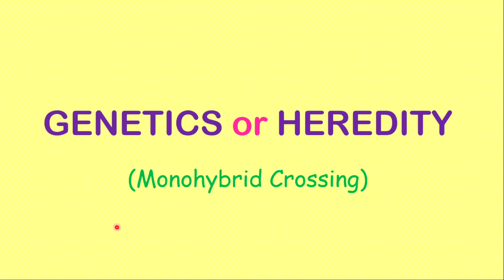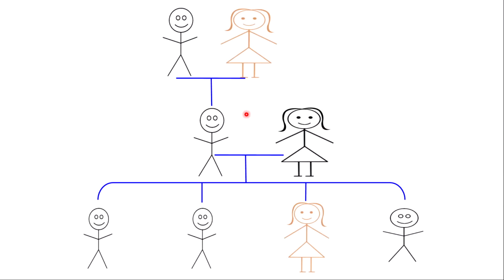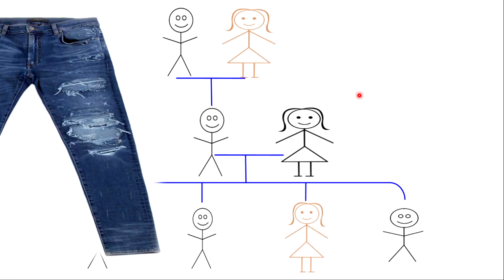So, today we're going to look at genetics or heredity, specifically looking at monohybrid crossing, meaning we're only going to look at one trait at a time. Now, to determine these traits or characteristics that pass from generation to generation, we first must understand what genes are.